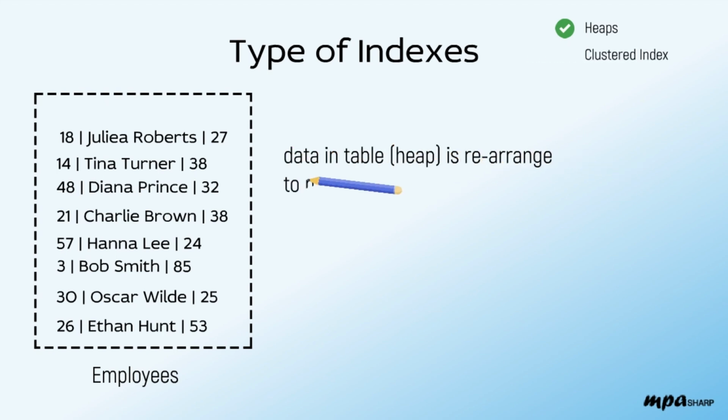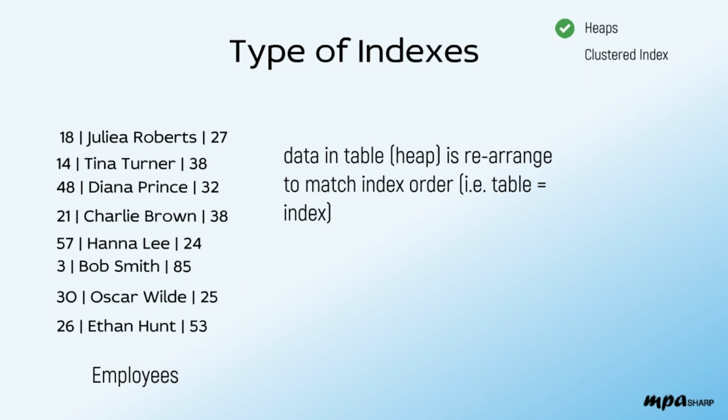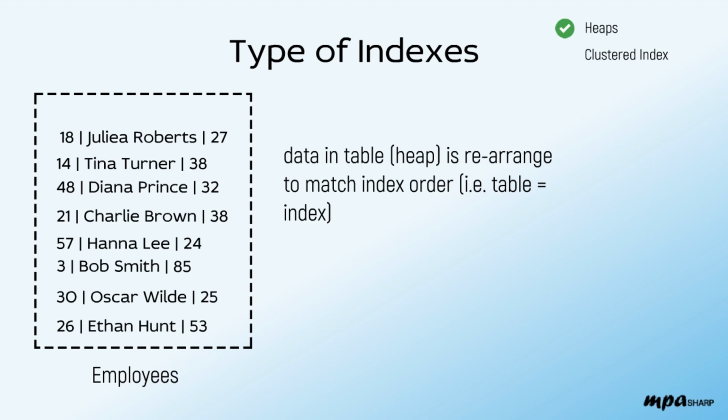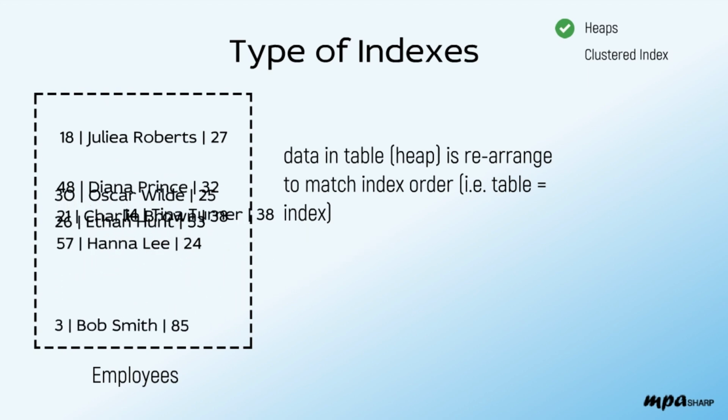When you create a clustered index for a table or for a heap, the table or the heap is rearranged in the order of the index. So basically, the table becomes the clustered index because the data in the table is physically rearranged to match the index. For example, let's think about a table with employee data. Then we create a clustered index on that table. Let's say we create a clustered index on the employee ID column. Then we get a table which is physically sorted on employee ID. This is a clustered index.